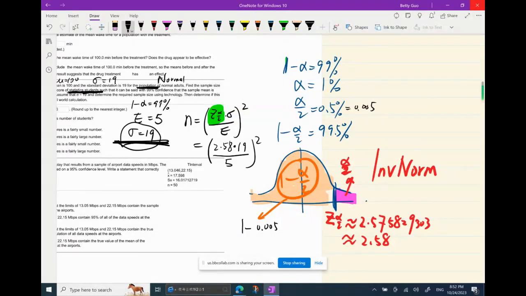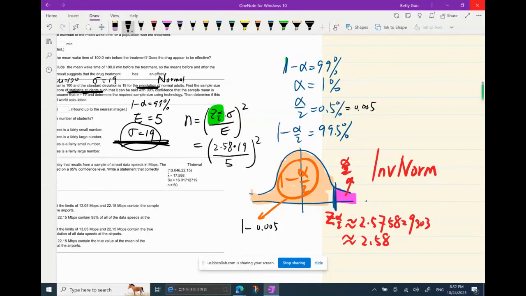I actually already have the critical Z score in the calculator, so I don't have to round it. I already have 2.5758 and so on there. I continue and multiply that by 19, and now I have 48.94-ish, and then divided by 5.